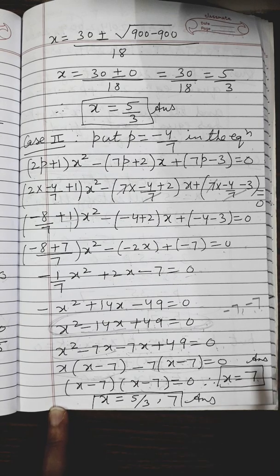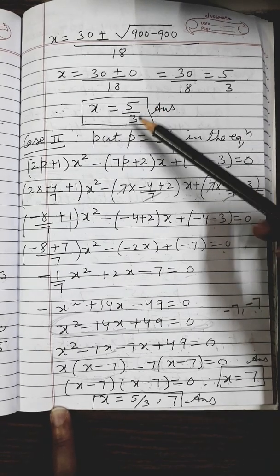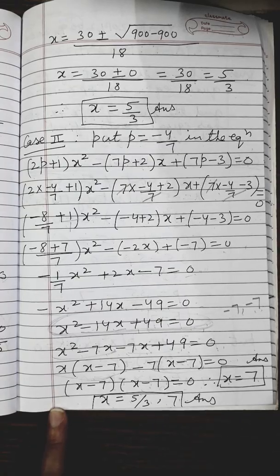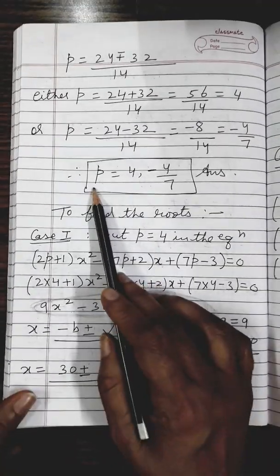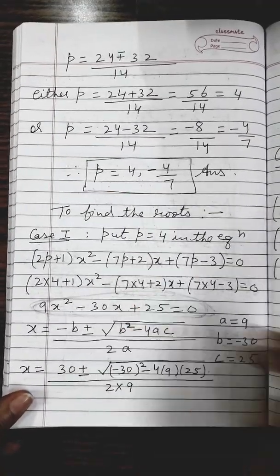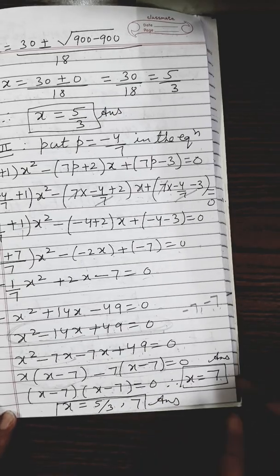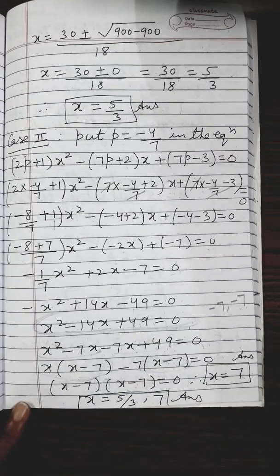Now what was the previous answer? Case 1 gave 5/3 and case 2 gave x equals 7. So these are your two answers, x equals 5 by 3 comma 7. This was for the value of x. And I will show you again the value of p. This was your other answer, p equals 4 comma minus 4 upon 7, and these are the two values of x. I hope children you have understood today's question. Bye bye.